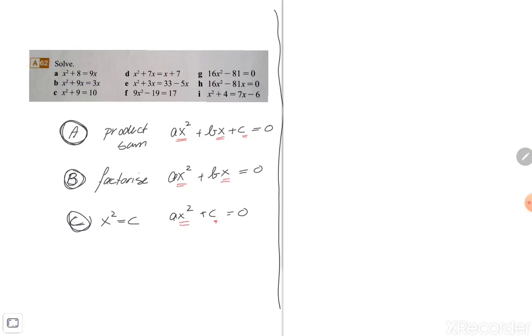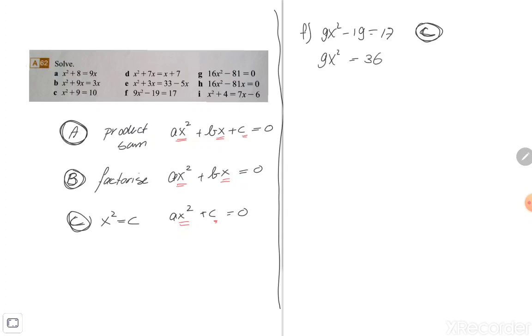Alright, exercise F. 9x squared minus 19 is equal to 17. So theory A, B, or C? Theory C, because again we see only the x squared and numbers. We need to get x squared on the left side and the numbers on the right side, so you get 9x squared is equal to 36.